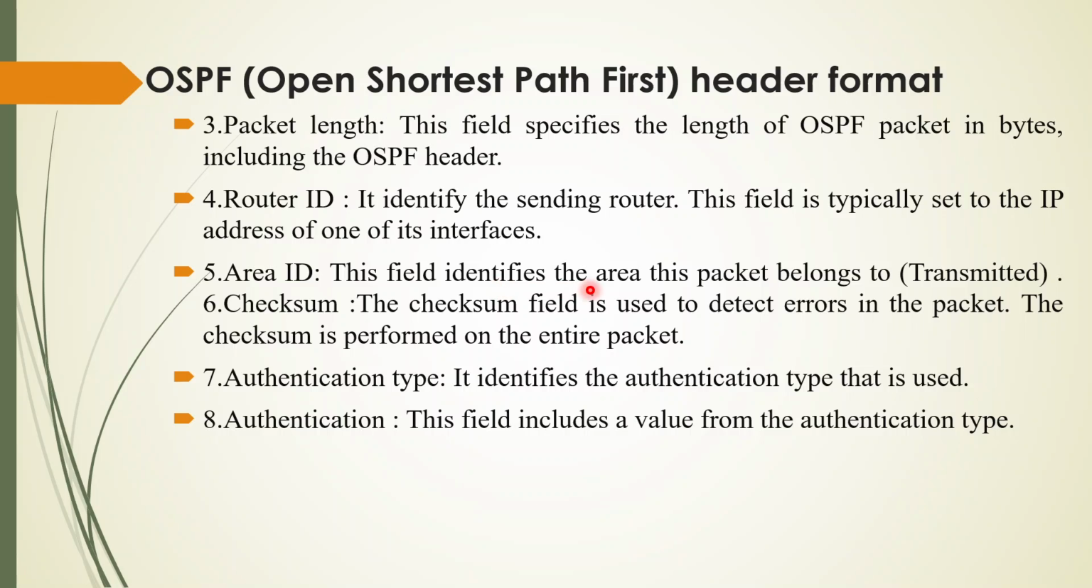Area ID: this field identifies the area this packet belongs to, that is, from which area this packet is transmitted. Next is checksum. The checksum field is used to detect errors in the packet. As I explained earlier, checksum is always used to detect errors, and it is performed on the entire packet. Authentication type identifies the authentication type they are using. And next is authentication. This field includes a value from the authentication type. So these are the fields of the OSPF header format.